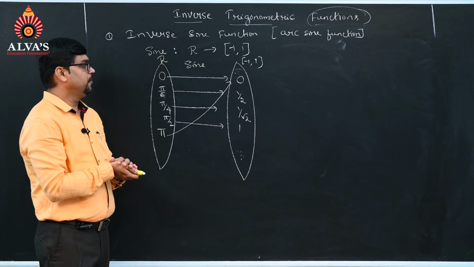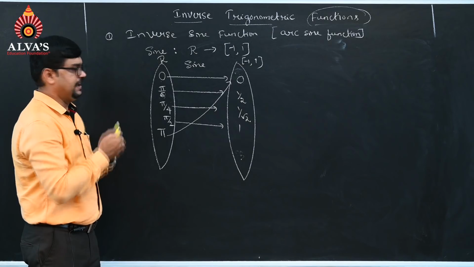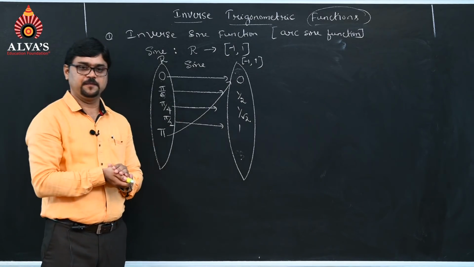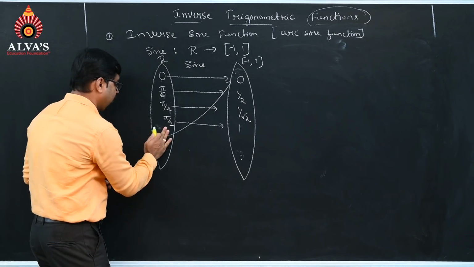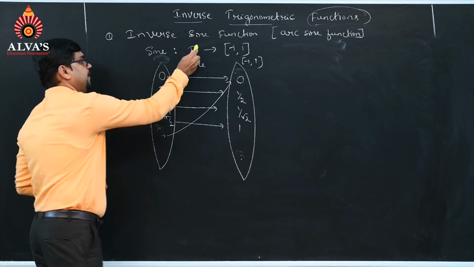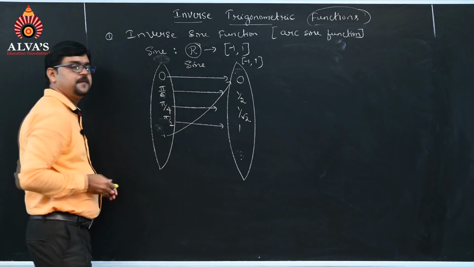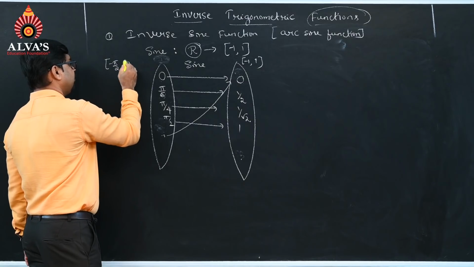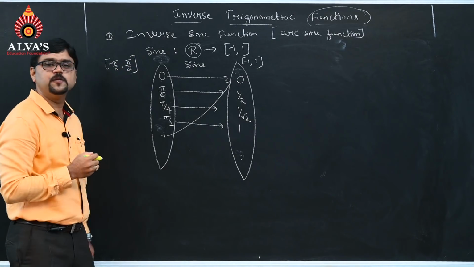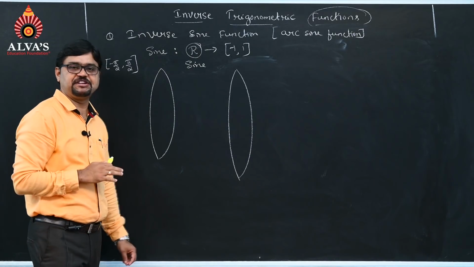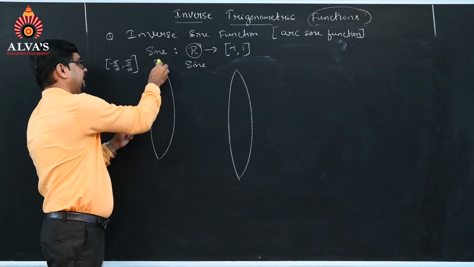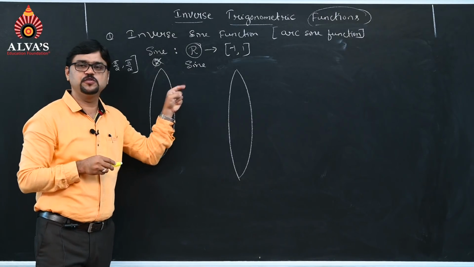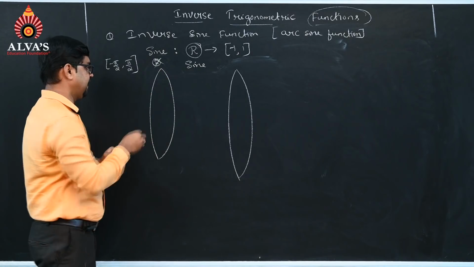So to make it invertible, first we have to make it 1-1. That is possible only when we restrict this domain to minus pi by 2 to plus pi by 2. Suppose now I restrict the domain, instead of all real numbers, to minus pi by 2 to plus pi by 2. Now you check the values of the sine function.